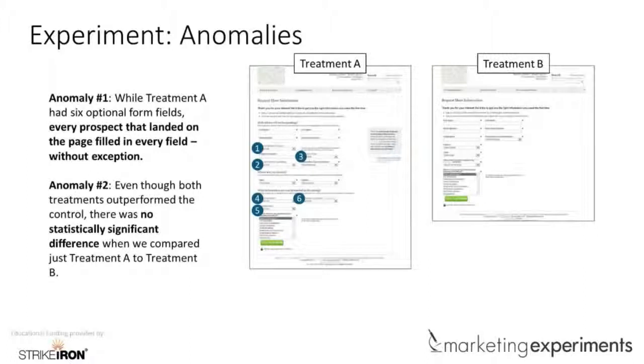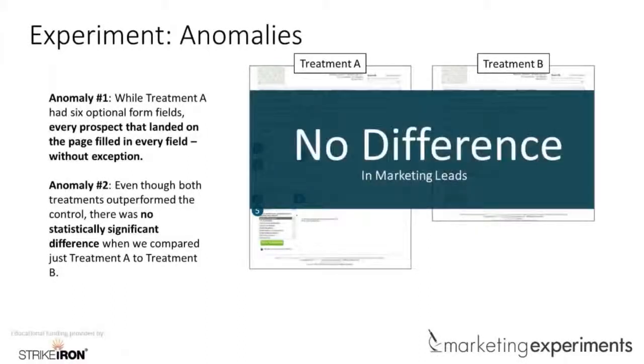Anomaly number 2, though. This is even more interesting. Even though both treatments outperformed the control, because we just saw that, if you compared these treatments side by side, there was no significant difference in the results. So basically, and we actually quizzed you on this last week, we got you to vote on these too, and we said that basically there was no difference between a form that had 15 fields and a form that had 10. So on the extreme ends, we had the least number of form fields we could ask, and we had the most. And there was no difference in the response.